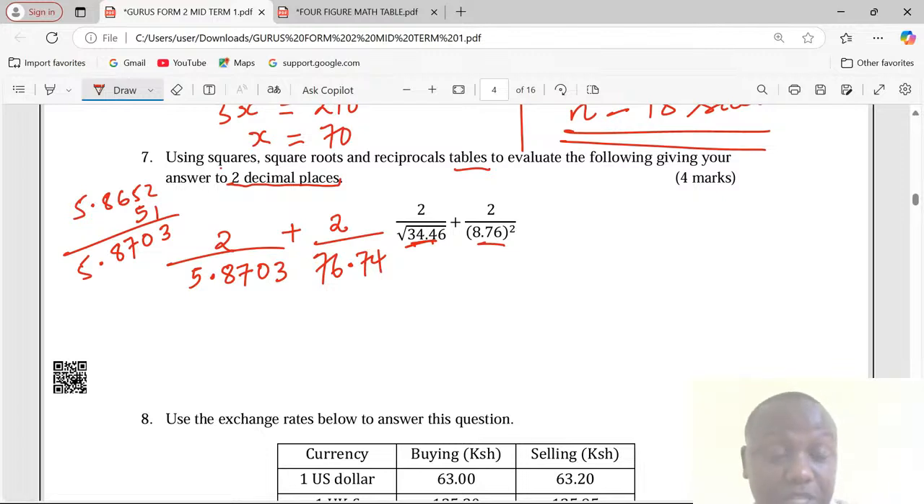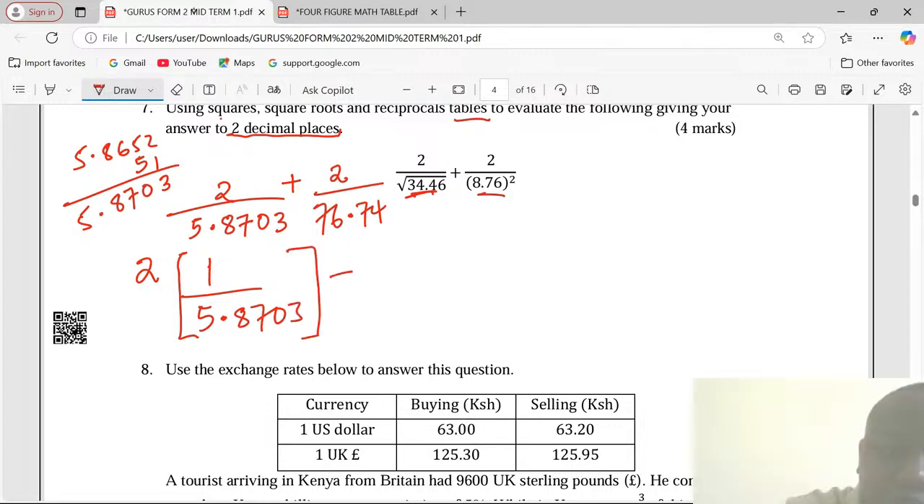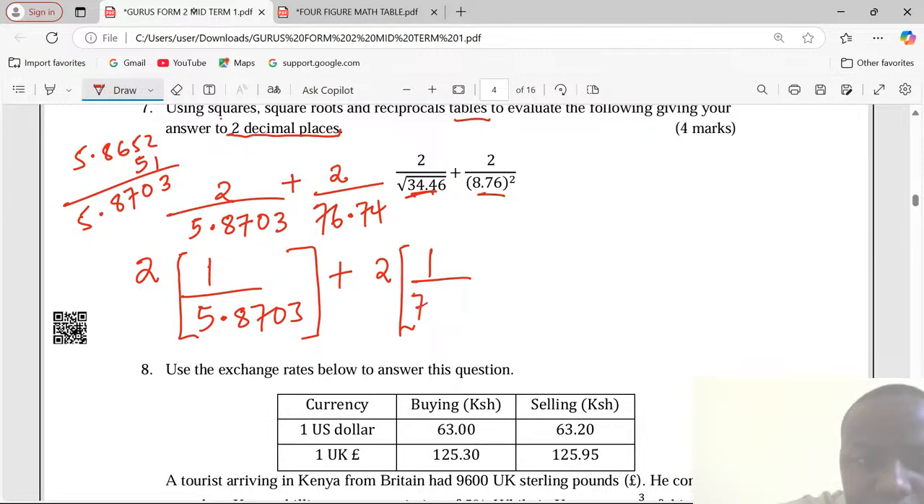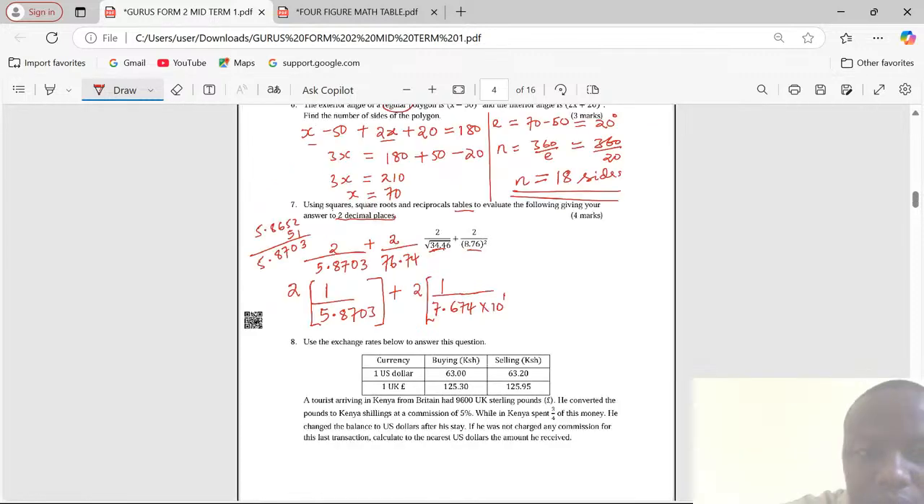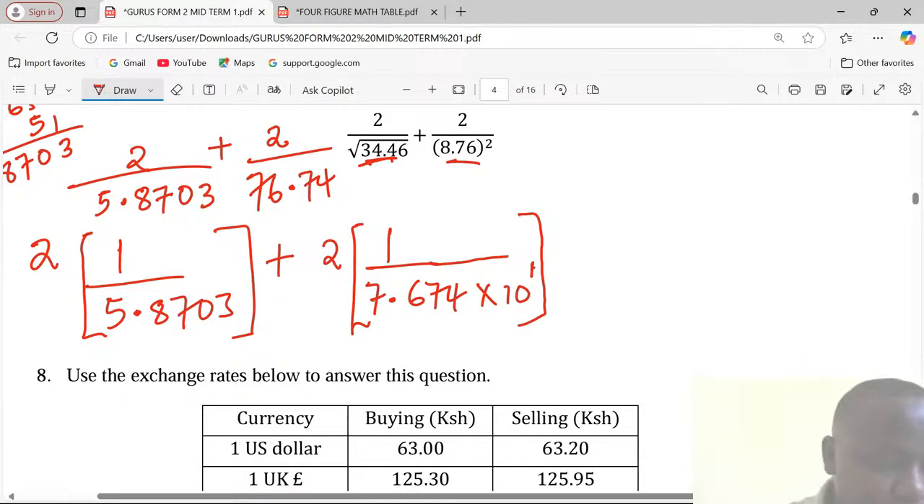Now I have to proceed to the reciprocals. In the first case, the reciprocal applies in this manner. We are having 2 multiplied by the reciprocal of 5.8703, plus 2 multiplied by the reciprocal of 76.74. Instead of 76.74, I make it standard form, 7.674. I hope you are getting it clear. I hope what we are writing on the screen is visible to every learner.